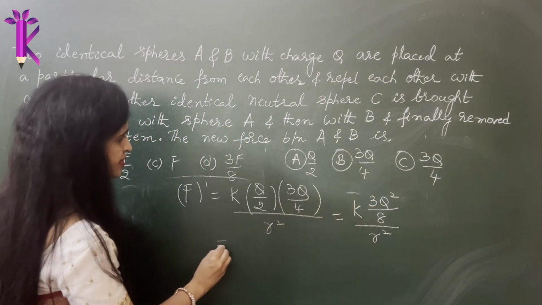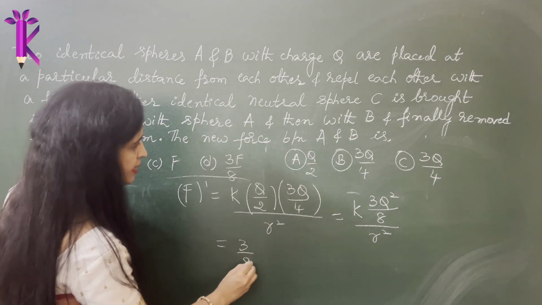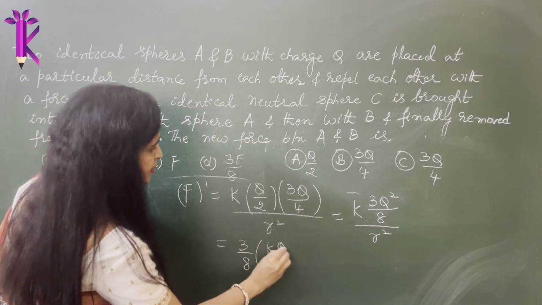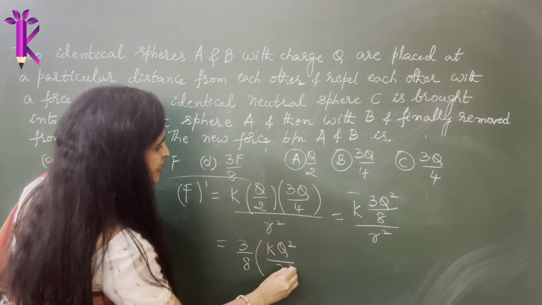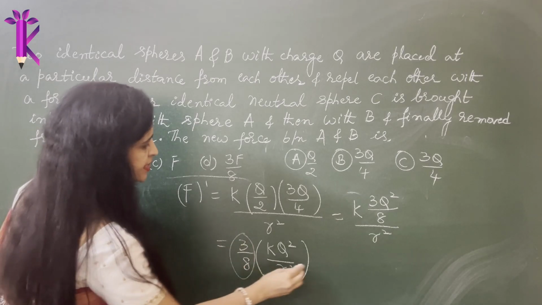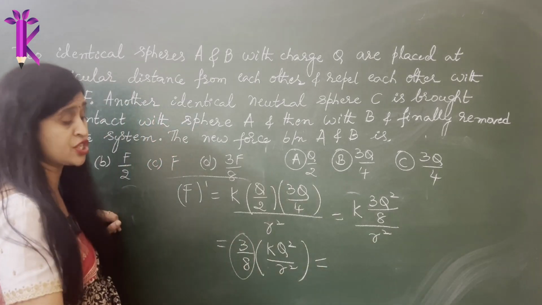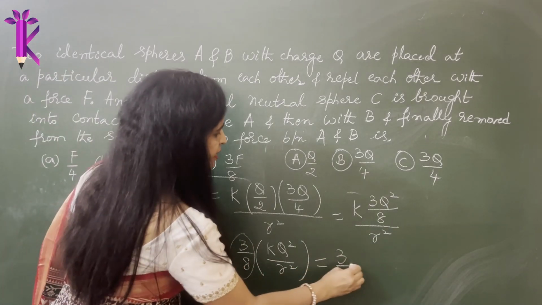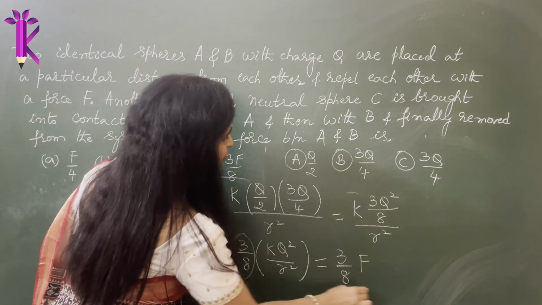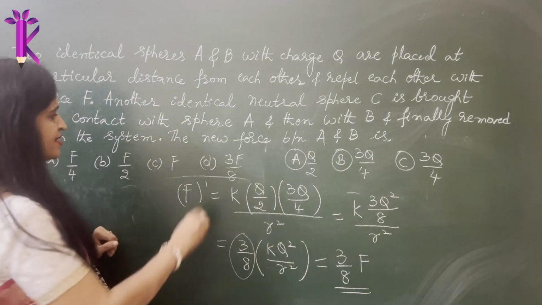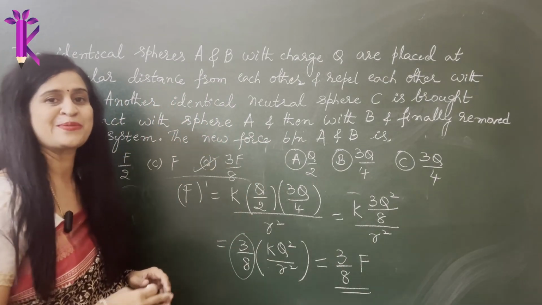Let's rearrange this. We can write it as 3 divided by 8 into KQ square whole divided by R square. So what was KQ square by R square? It was the initial force. So 3/8 of the initial force is your answer, and we have the answer as option D.